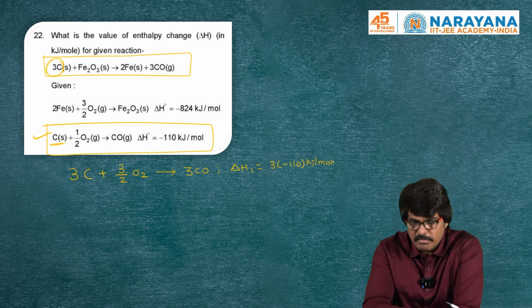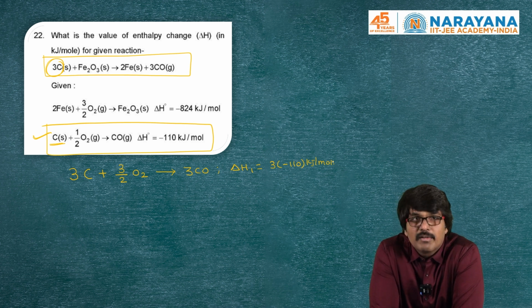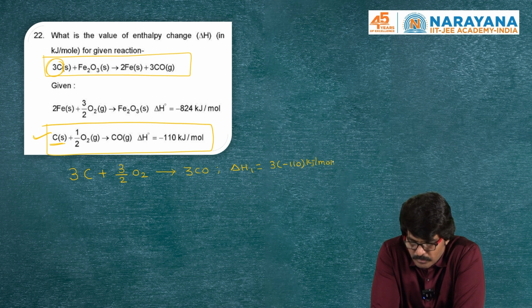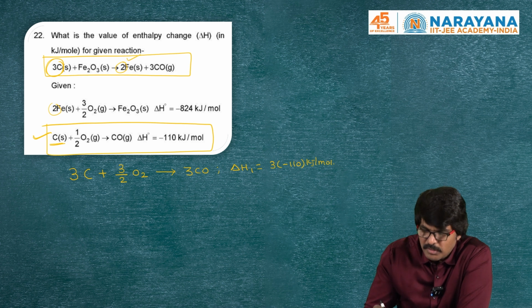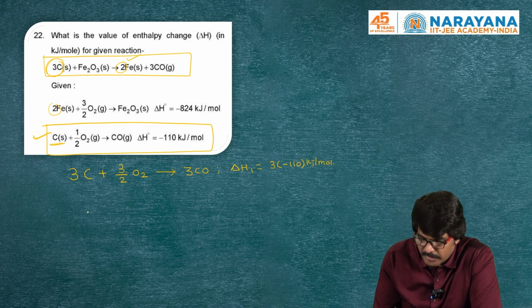So I'm multiplying the equation by 3 because the required equation needs 3 moles of carbon. And of course here 2 moles of iron, here also 2 moles of iron, but iron should be on the product side. Let me reverse the second reaction.